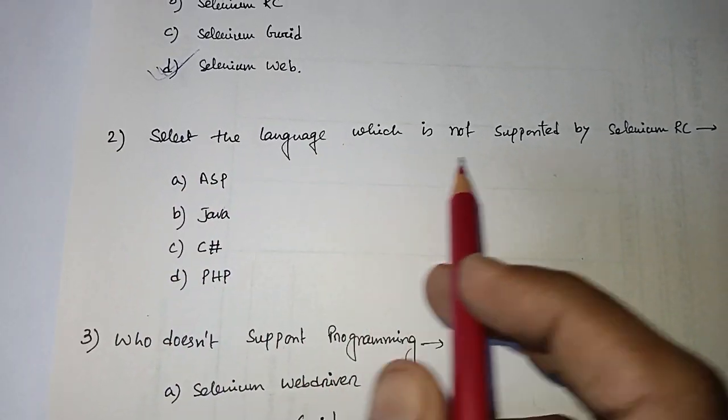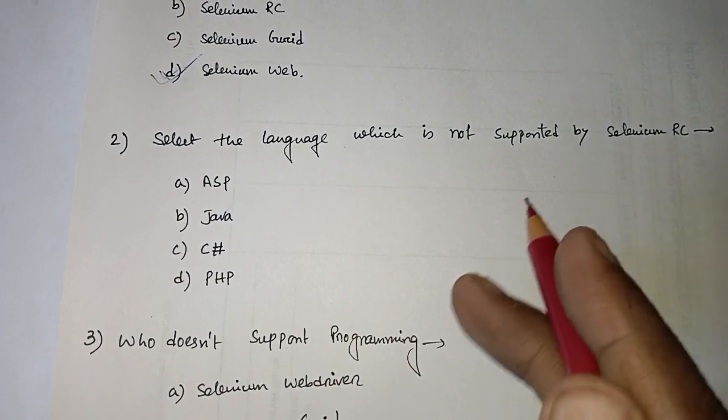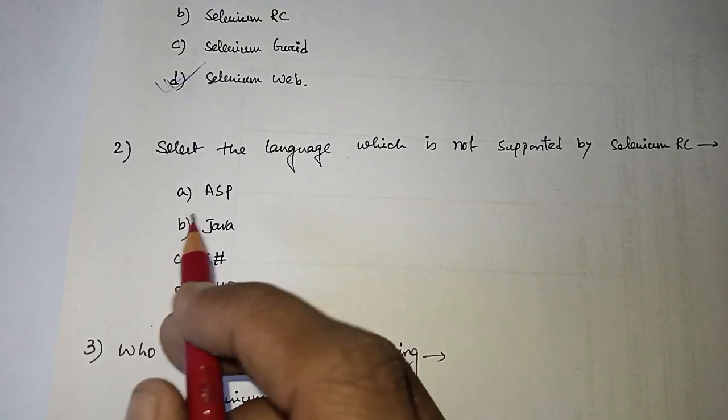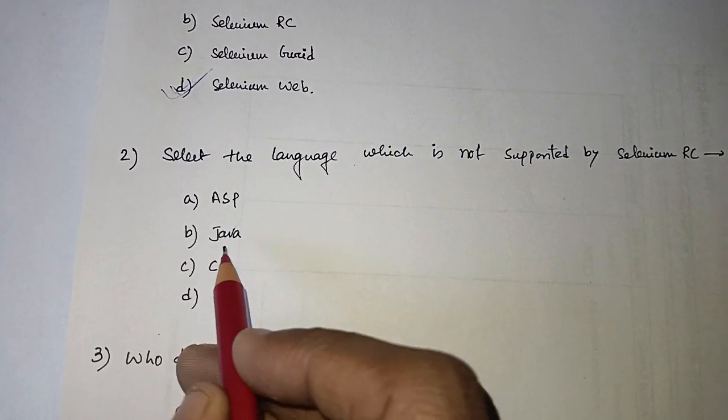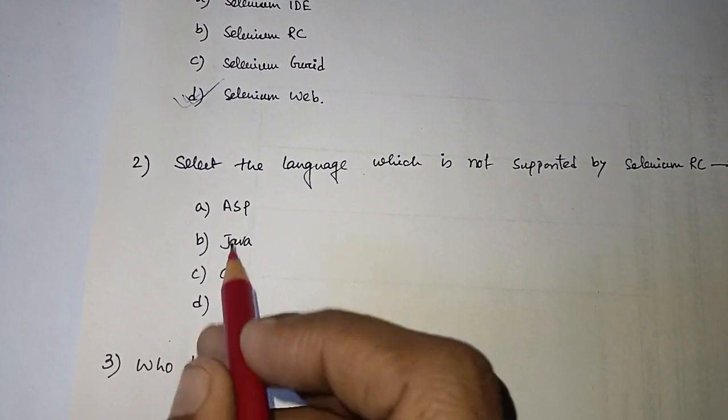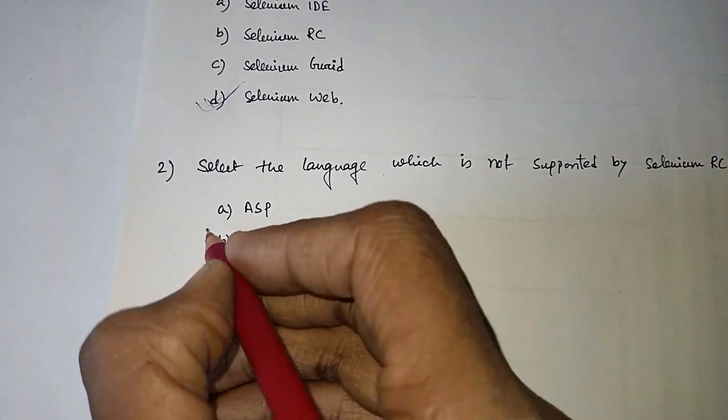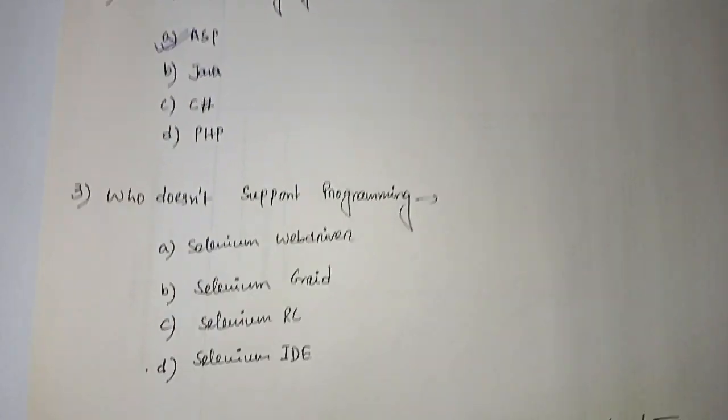So second question, which language is not supported by Selenium RC? ASP, Java, C has PHP. So C has Java, PHP is supported by Selenium RC, but ASP.NET is not supported by Selenium RC.